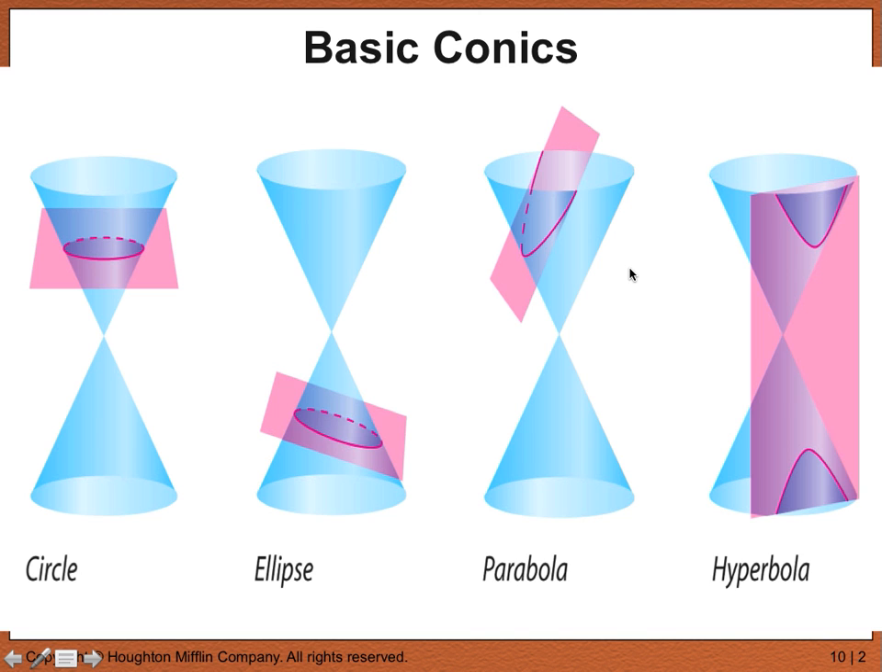And the final conic is a hyperbola. A hyperbola is the result of a plane that is perpendicular to the base of the cone, intersecting the double cone. As you can see, the bottom curve is exactly symmetrical to the top curve, and that's because this plane is intersecting exactly perpendicular to the base of the double cone.